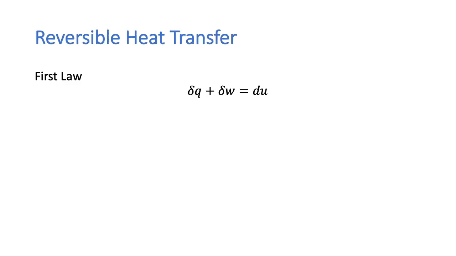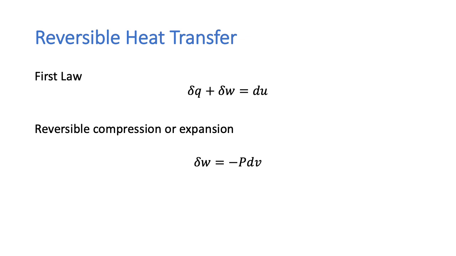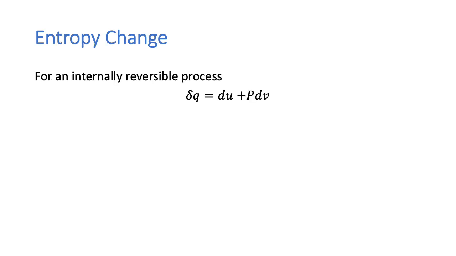Let us write down the first law in the form that delta Q plus delta W is equal to dU. For a reversible compression or expansion process, we know that the work done, delta W, equals minus P dV. Substituting this back into our first law, we have that delta Q is equal to dU plus P dV. For an internally reversible process, therefore, delta Q is equal to dU plus P dV.